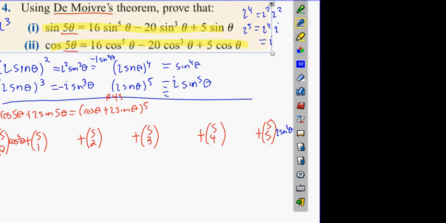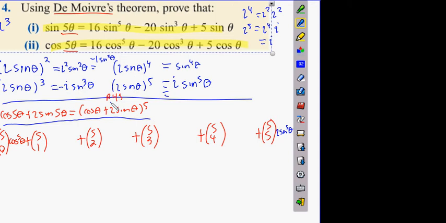Okay, so this is question 4. We've done the powers of i sine theta, i sine theta cubed, i sine theta to the 4, i sine theta to the power 5, and we reduced them down to their parts. We've then done De Moivre's theorem of cos 5 theta plus i sine 5 theta equals (cos theta plus i sine theta) to the power 5. We now started the binomial expansion. We're now going to start filling in this binomial expansion.